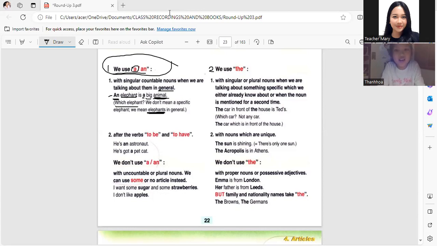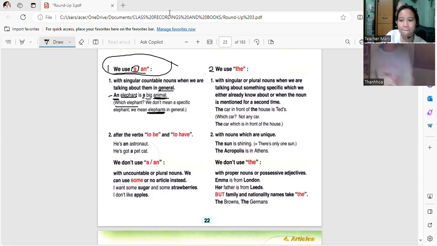Teacher, can I go to the toilet? Oh yeah, sure, Tan. You can go.